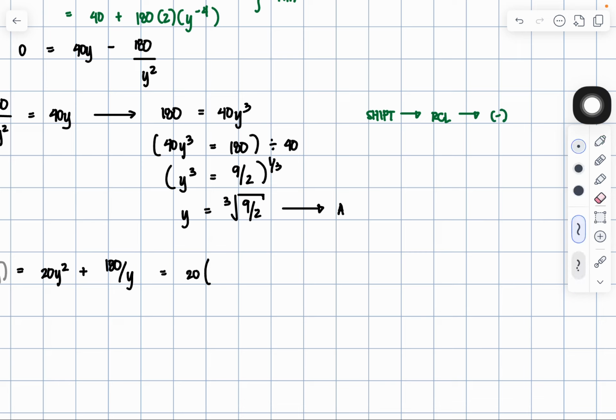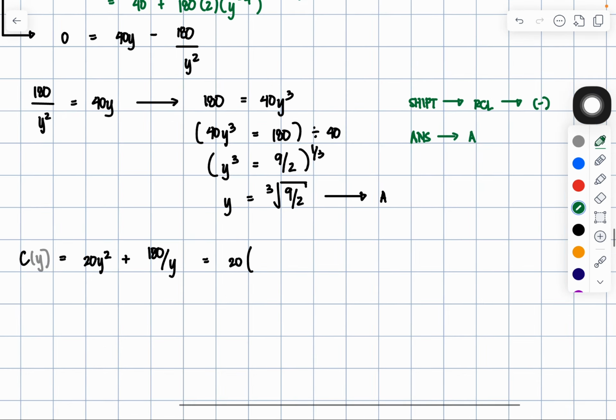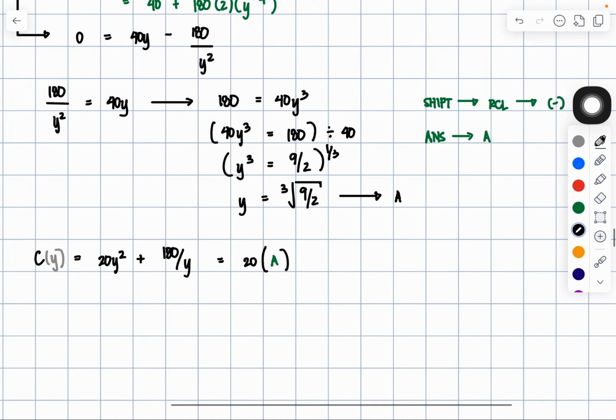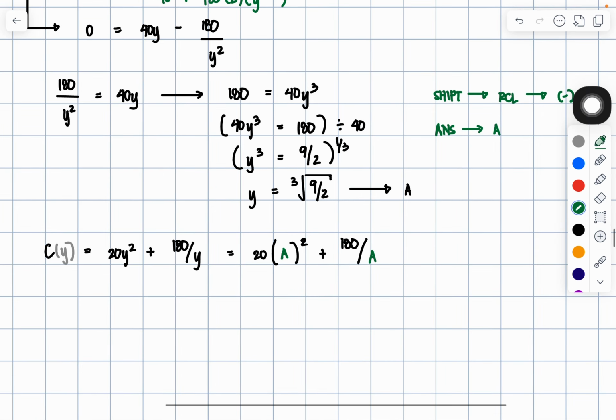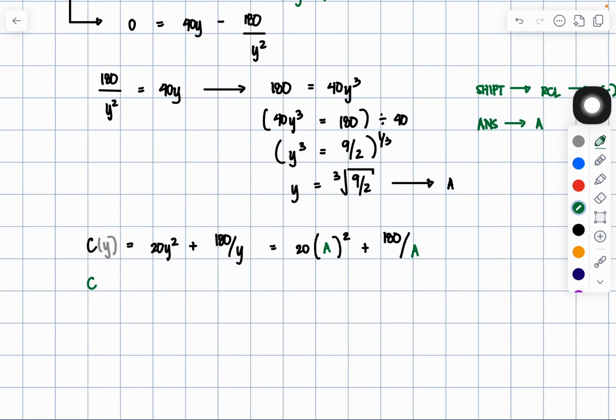Ang lalabas daw sa screen ng calc nyo, ganito: ANS, may arrow, A. Kung nagawa mo yan, goods tayo. Pero if not, problema mo na yan. Practice-in mo. So, you have 20A raised to 2. Let's say, na-store mo na yan. Plus 180 over A. So, type natin sa calc. Okay, so ang total cost mo, no? That would give us the cheapest box. That would be $163.54.